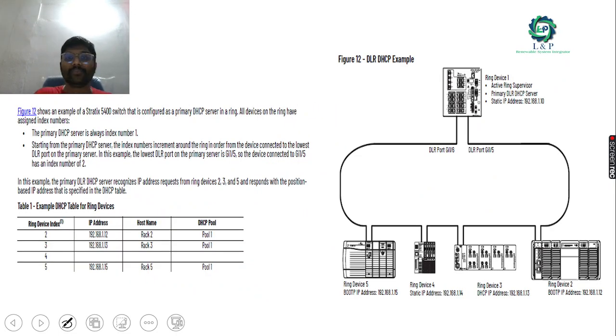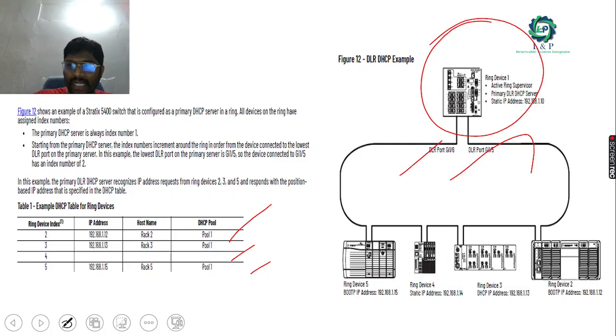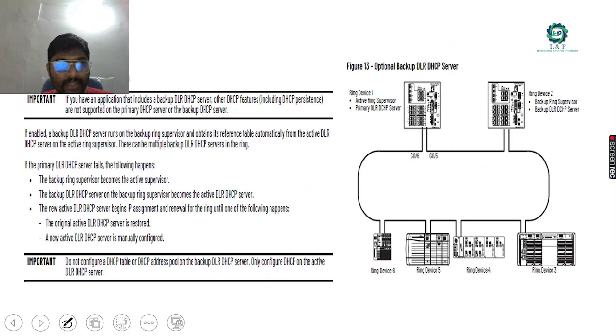This is a simple example of DLR DHCP enabled devices. Ports 5 and 6 are being used. As you can see here, we are creating the pools, using ports 5 and 6 for it. We are assigning the ring index number, which is index number 2. The IP address is different, and devices 3 and 4 are not required at all. It can be static, and this is the 5th device.